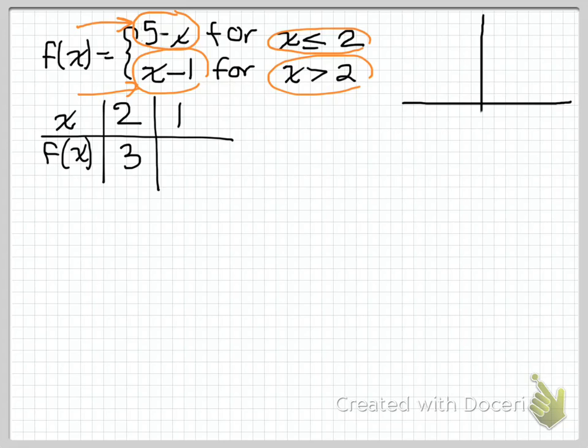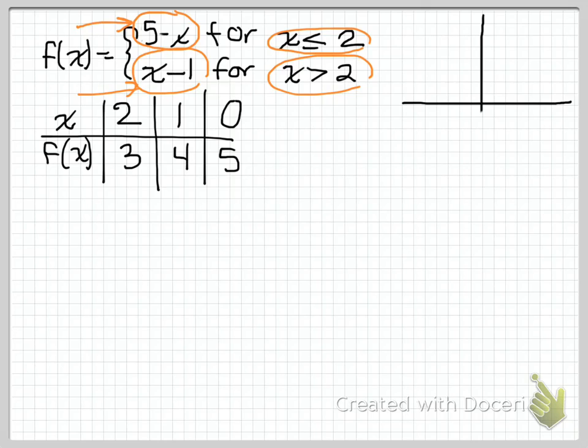So let's just go down to 1. Let's make it easy on ourselves and pick easy numbers. Plug in a 1. 5 minus 1 is 4. And let's do one more. Since this is just a line, a linear equation, we should be able to graph it with 3 points pretty easily. So plug in a 0 for x, and we get 5. So there's all the points that we need to graph that first equation.